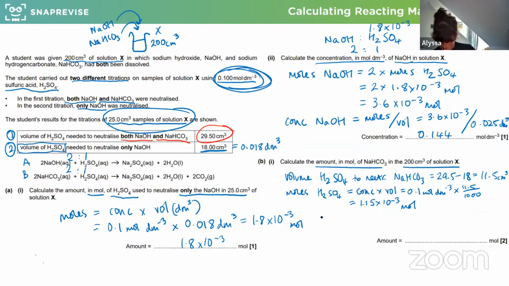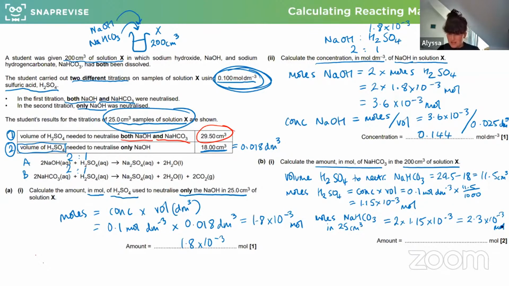Therefore, my moles of sodium hydrogen carbonate, and I'm just going to put a caveat, in 25 centimeters cubed, because it is only in 25 centimeters cubed, exactly right, we're using the molar ratio, is 2 lots of the moles of H2SO4. So 2 times 1.15 times 10 to the minus 3, because of the 2-to-1 molar ratio, which is, I can't do mental maths, 2.3 times 10 to the minus 3 moles of sodium hydrogen carbonate in 25 centimeters cubed.